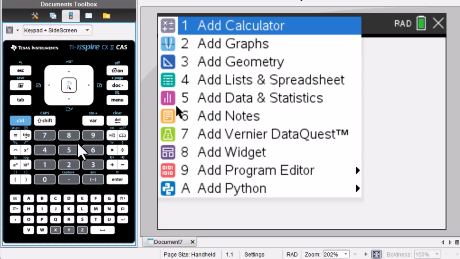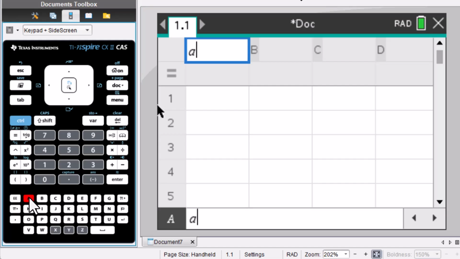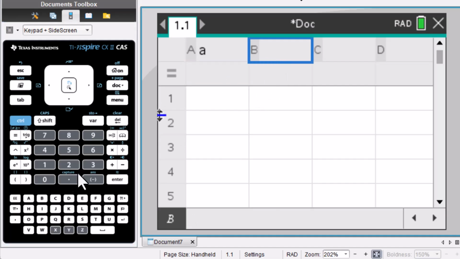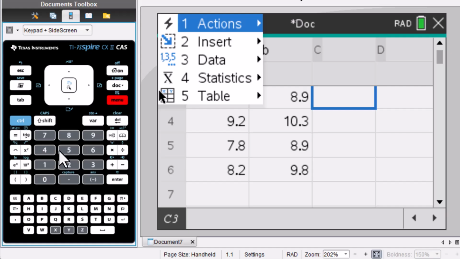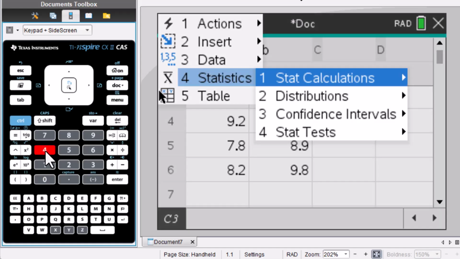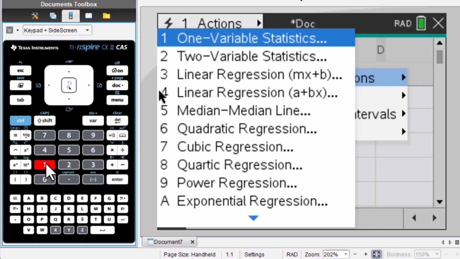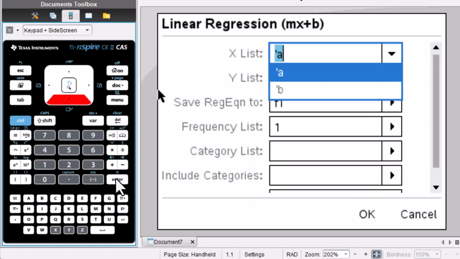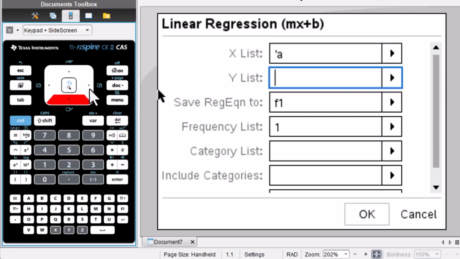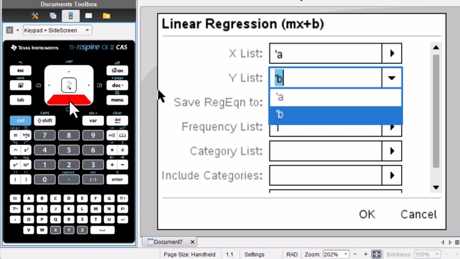Go to 4. Let's put A and B instead of x and y. Type in the values. Click menu 4, Statistics. Go to 1, Stat calculation. Let's go to 3, linear regression line. X list is A. Y list is B.